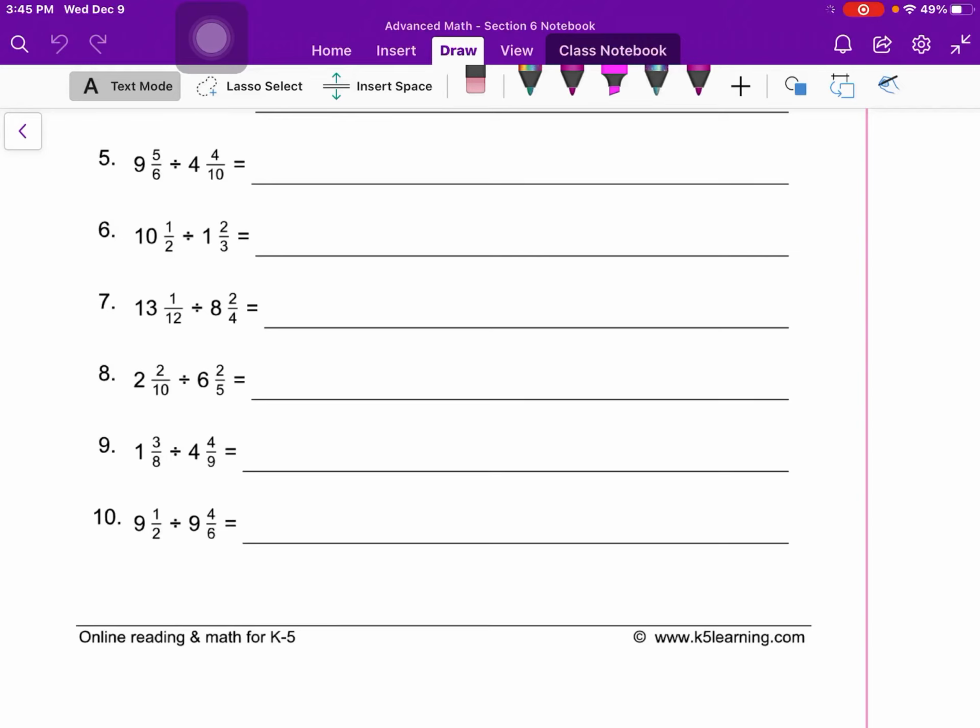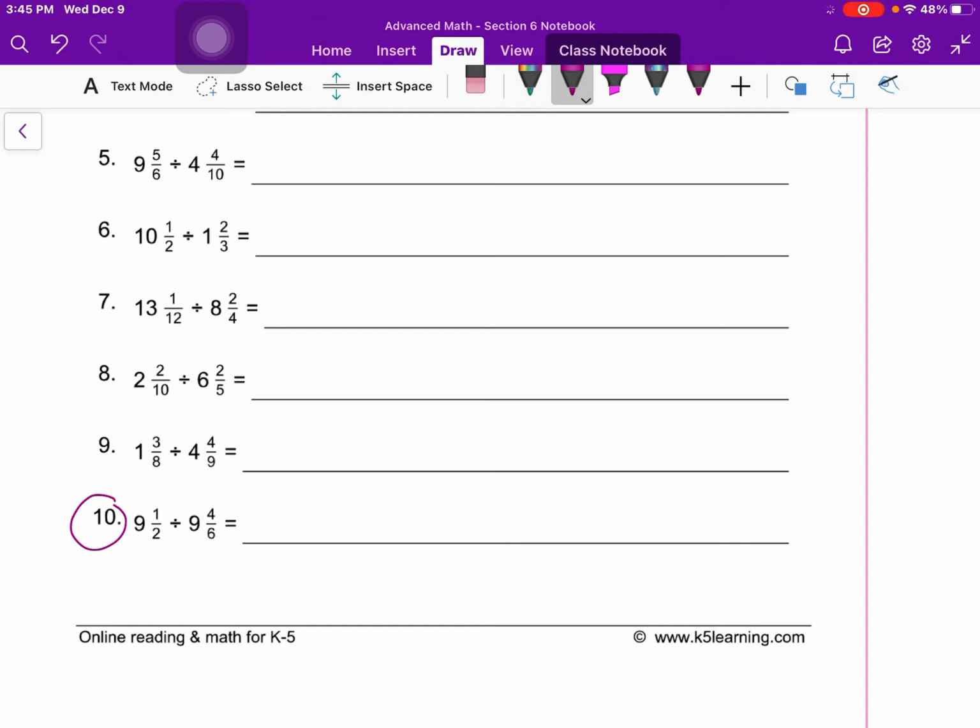Okay, this is page 10 in your OneNote Dividing Fractions tab. I'm just going to go through a couple of these with you, dividing mixed numbers. I'm going to start at the bottom because we probably did some in class and your job was maybe to finish them at home. So I'll start here with number 10.